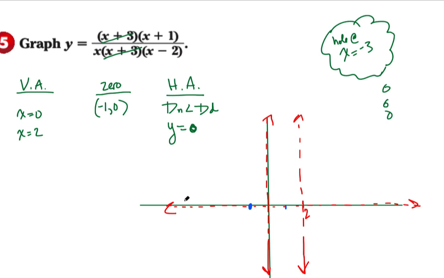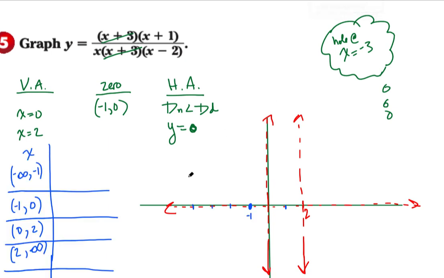So what we want to do is think about what's going on in this graph from -infinity to 0. Then we want to check out from -infinity to -1, then from -1 to 0, then from 0 to 2, and then from 2 and beyond. So let's go ahead and organize our work. I want to consider what's happening back here from -1 on back.